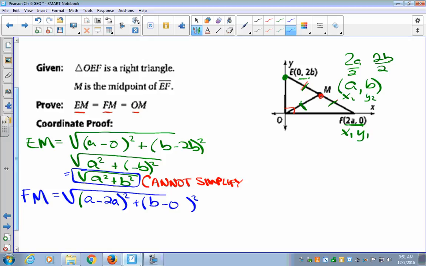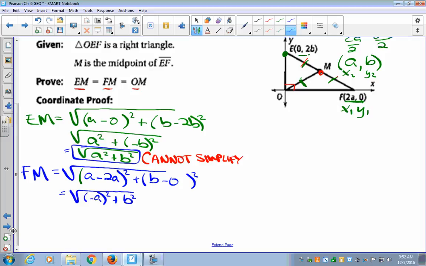So we simplify this down as much as we can. A minus 2A is negative A, and we're going to square that. B minus 0 is B, and that's squared. And the negative A, when we square it, gives us A squared. That is what FM equals, and fortunately for us, it's also what EM equals.